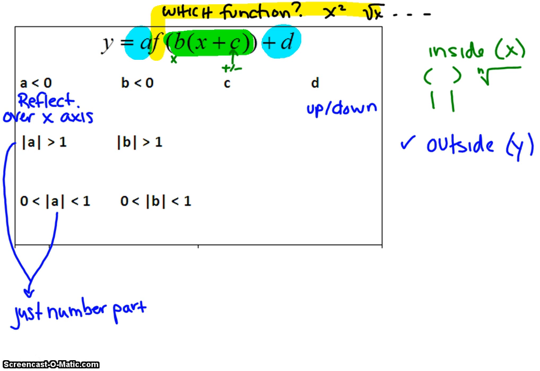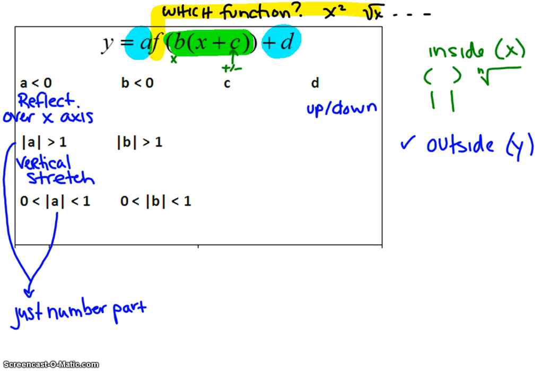The number part's bigger than 1. Now, when we talk about y, that's up or down, that's vertical. We're going to call that a vertical stretch. I use the example of taking one of those exercise rubber bands, and if I put my foot on it and I pull up on it, I stretch it out. What happens is my graph, and an easy one to use as an example is x squared, it's going to get more narrow.